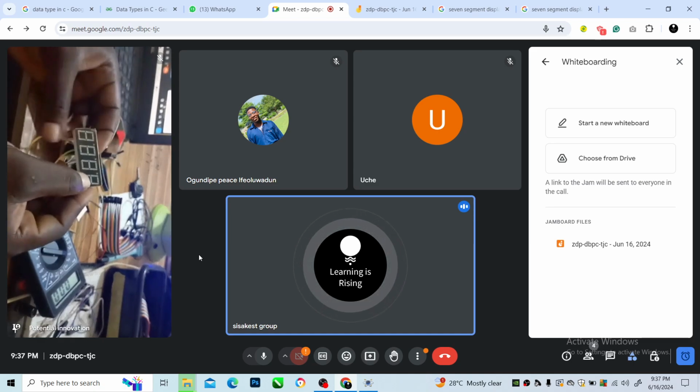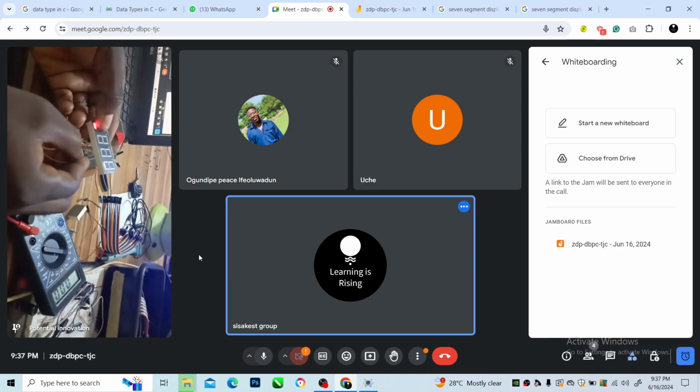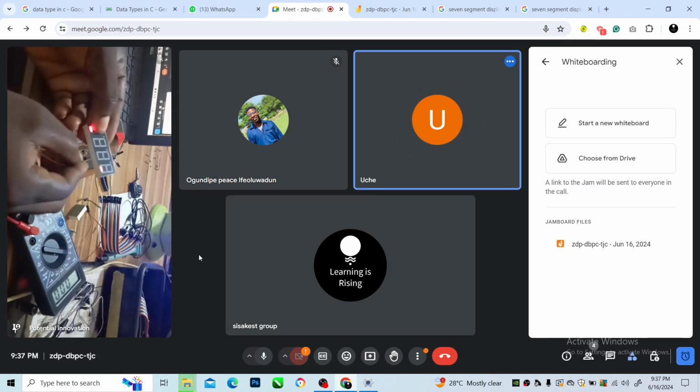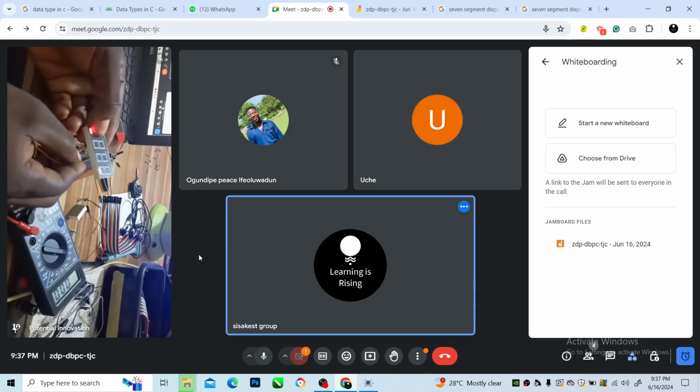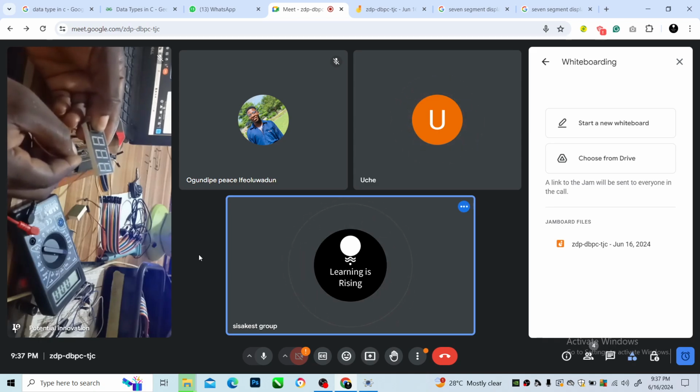Okay, let me be doing this. Please, can we all see it? Yeah, we can see. So what does this tell me? This just told me that this is A, B, C, D. The pin I'm pointing out is the D pin. This is the C pin. Can you see?